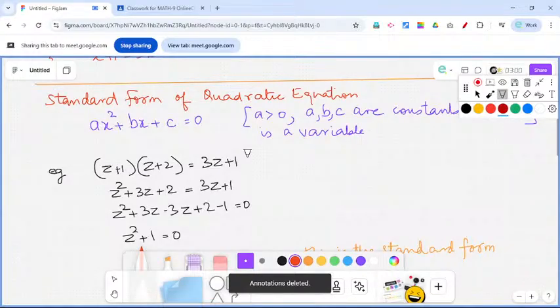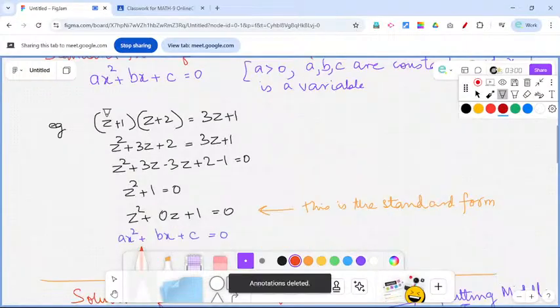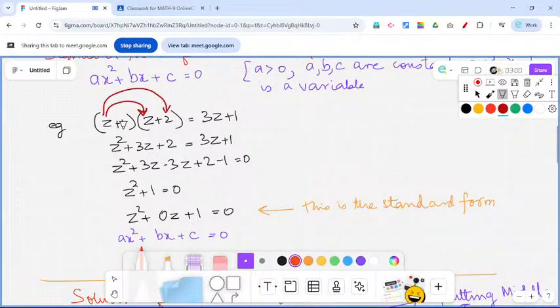If we watch it carefully we can see, हम इसको अगर z plus 1 और z plus 2 को आपस में मल्टीप्लाई करते हैं तो ये बन जाता है. पहले हम z को डिस्ट्रीब्यूट करेंगे, so this becomes z square, this becomes 2z, then this becomes 1z. 2z and 1z is 3z, and 1 into 2 is 2. So left hand side क्या बन जाएगा? When we multiply these two brackets, it will be z square plus 3z plus 2. और right side में we will get 3z plus 1.